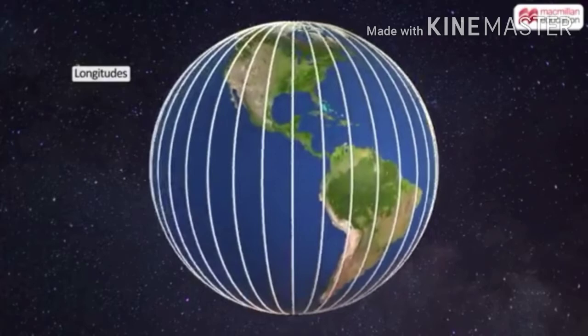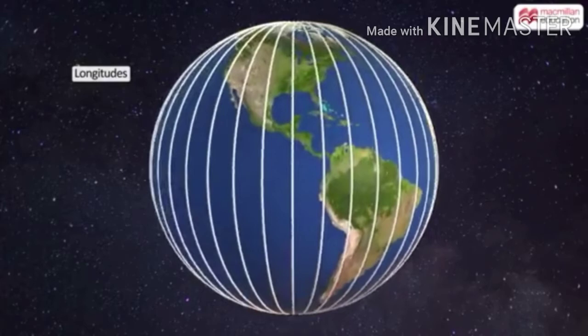The 0 degree longitude is called the prime meridian. Students, 0 degree latitude? Yeah, equator. 0 degree longitude? Prime meridian. It runs through Greenwich in England. This line divides the earth into eastern and western hemispheres.